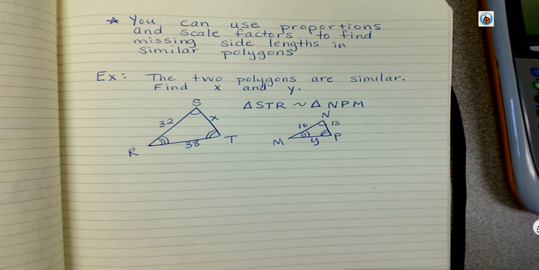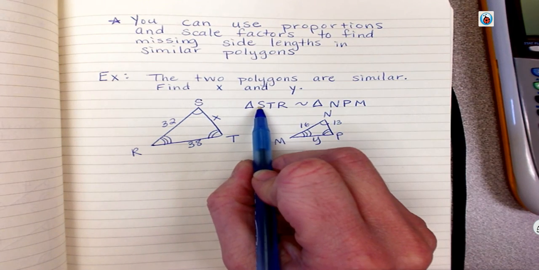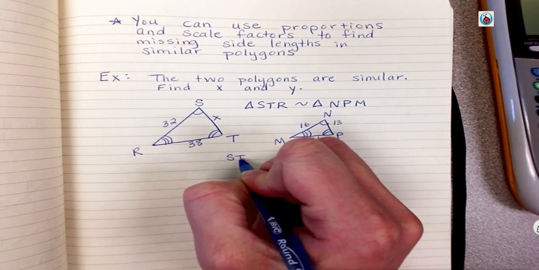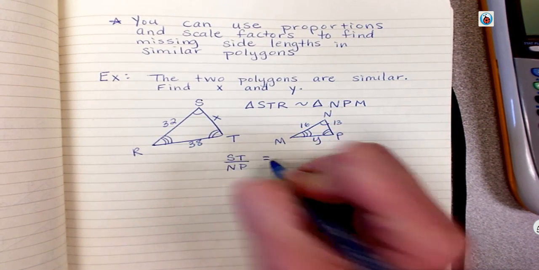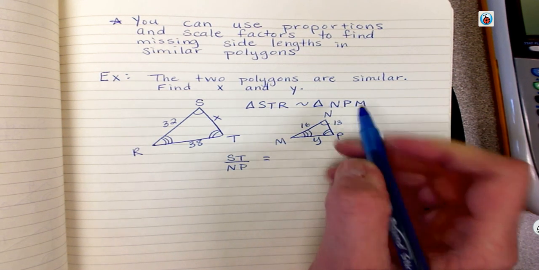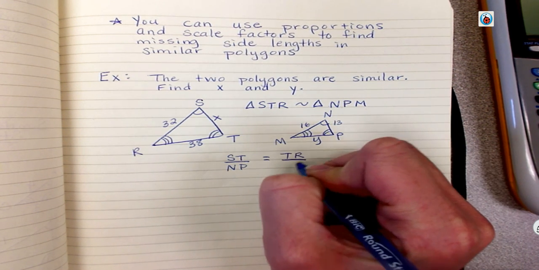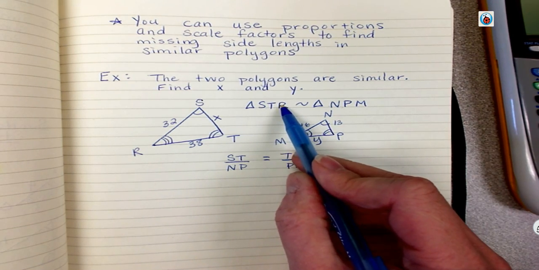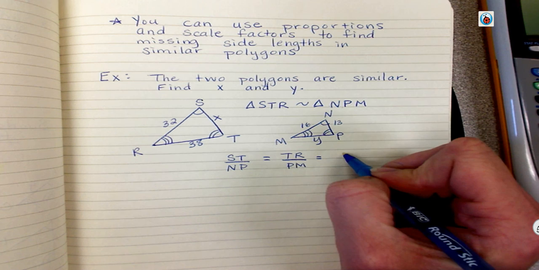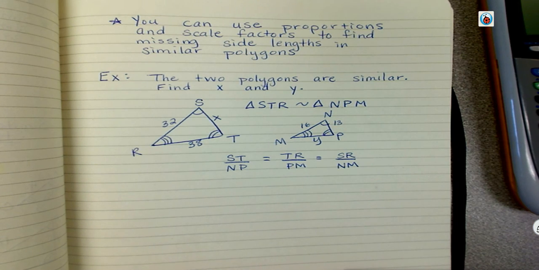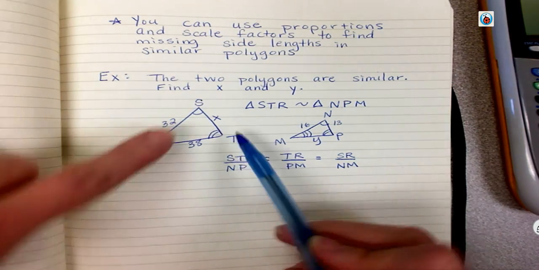So now that I have that order, I'm going to figure out which sides match up and are proportional. So ST is first, NP is first, so I could put ST over NP. TR is next, and PM is next, so TR over PM. And then S to R, N to M. So SR over NM. So now I have those sides, and I can look on these polygons and I can see that too.